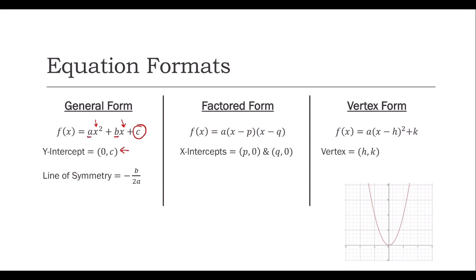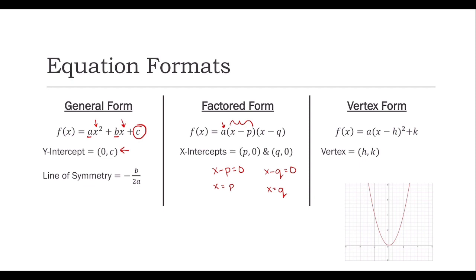The next form is your factored form. So f of x equals a, which is some constant, times x minus p times x minus q. This form is good if you want to find your x-intercepts, because your x-intercepts would be p, 0 and q, 0. So you can find these x-intercepts by setting your factored portions equal to 0. So x minus p equals 0, and x minus q equals 0. So x would be p, because you'd add p to both sides, and x would be q, because you'd add q to both sides.